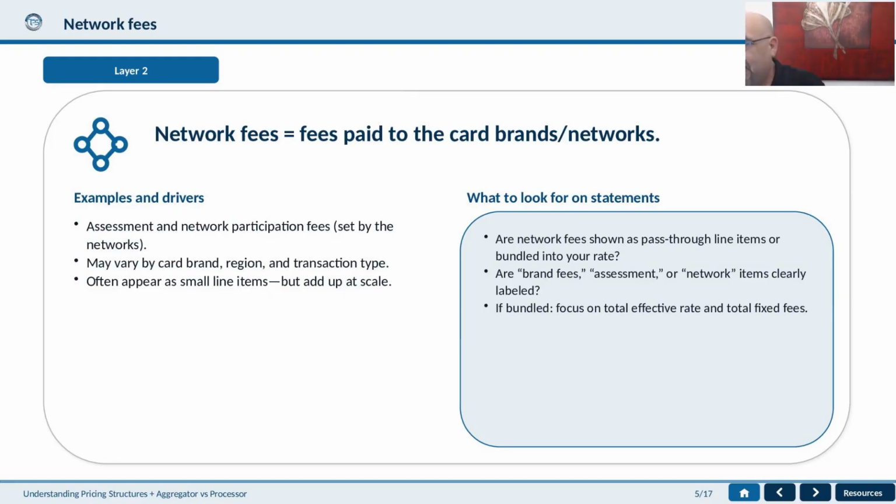You may never hear about this when you're being told about your pricing because these fees are either passed through to you or bundled in a different way. But all these fees, no matter what, are always included, either bundled into a flat rate or some other pricing, or broken out at cost. What to look for in a statement: are network fees showing as a pass-through line item or bundled into your rate? Are brand fees, assessments, and network items clearly labeled? If bundled, focus on the total effective rate and total fixed fees. Let's see.